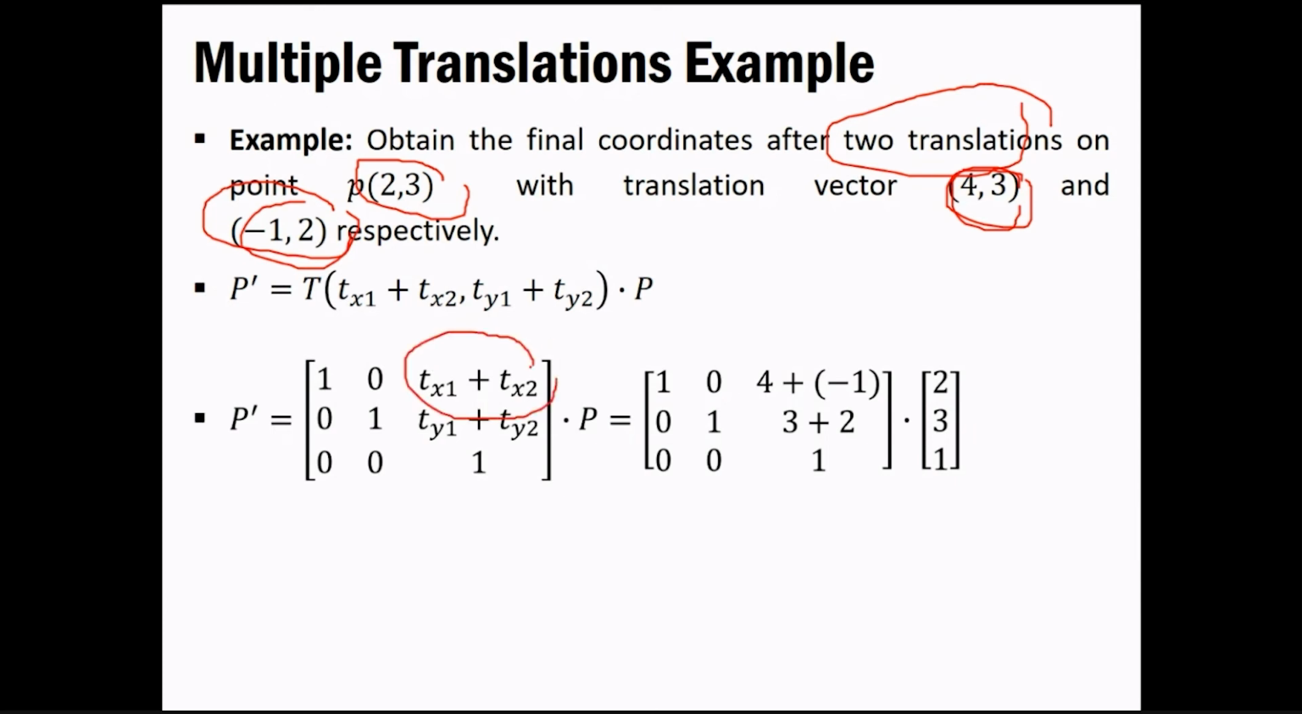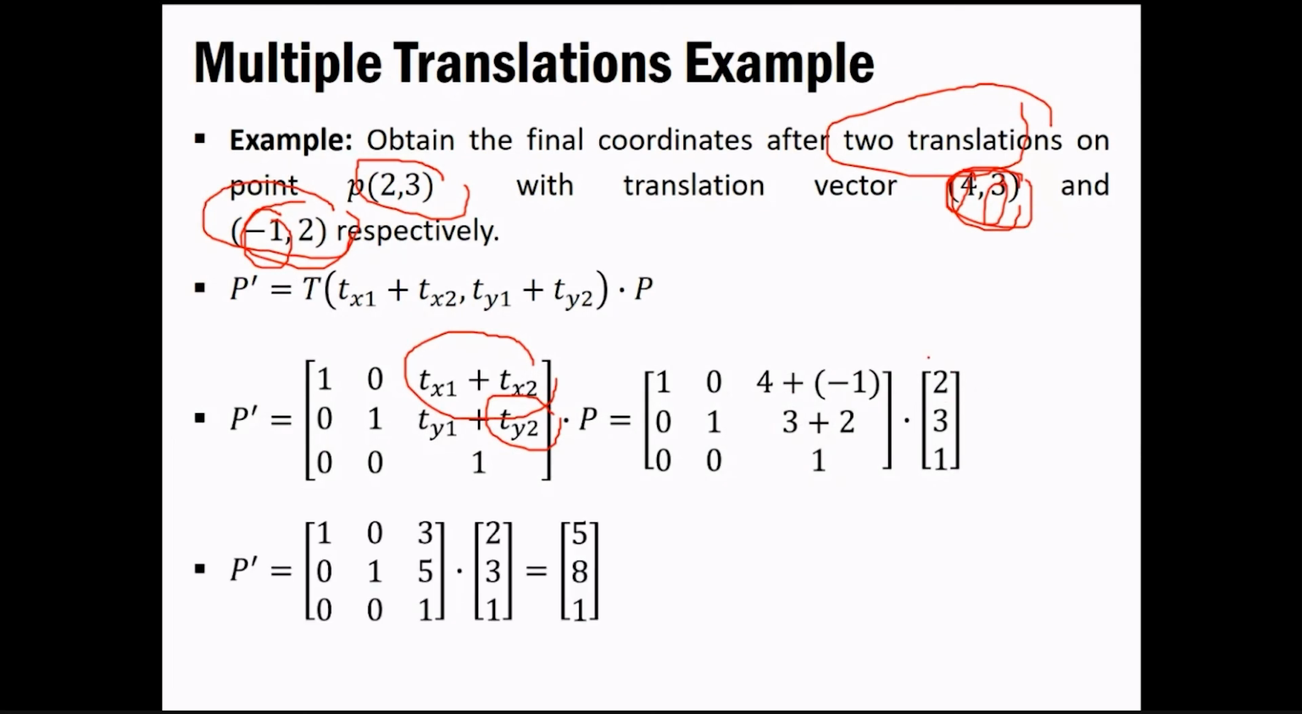But obviously in our case the very first thing that we have is tx1, because this is the first translation vector. Another is over here, that is -1, the other translation value that is given to you. Put it over here and try to get the resultant matrix. Similarly here, that is 3, and then put the second translation value over here, that is +2, and you'd be getting 5 or whatever value you get at that point. Put all of this together and then multiply the whole of it with (2, 3, 1).